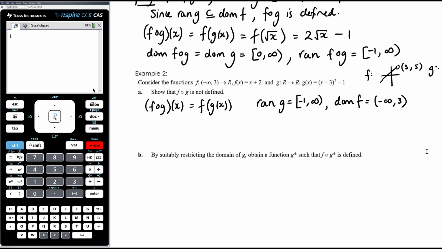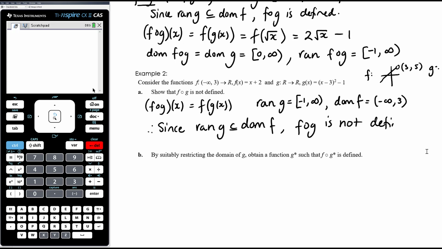So negative 1 to infinity is not a subset of negative infinity to 3. There are numbers in this set that don't fit into this set. For example, positive 5 fits in here, doesn't fit in here. So therefore this does not fit entirely into here, and so therefore it's not a subset. So therefore, since the range of g is not a subset of the domain of f, fog is not defined. But as I said, you can't just make this statement without actually providing these sets, for this specific example.